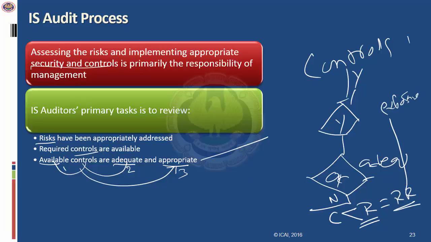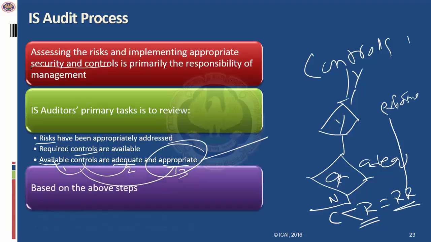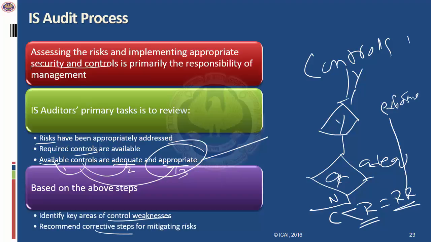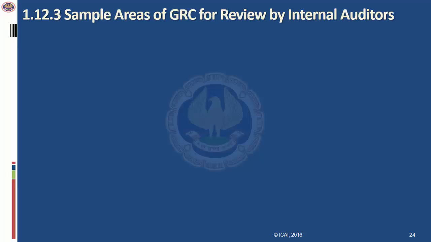And the same thing applies to appropriate, so I don't need to repeat the story. I'm sure you got the gist of the idea. Based on the above steps, you need to identify what the control weaknesses are and then decide or recommend what steps the management has to take to mitigate this risk. Let's look at another example.